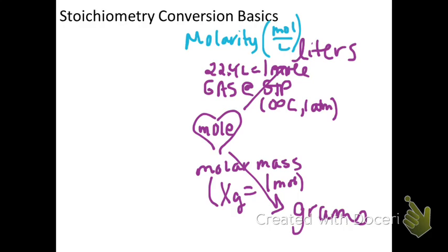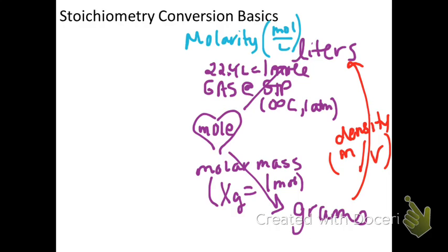Now, if you wanted to get from the gram straight to the liter, you could use density. Density is equal to mass, which could be in grams, kilograms, whatever, but it allows you to convert from mass to volume because density is mass over volume. And I'll talk about that more in detail as we go on as well.